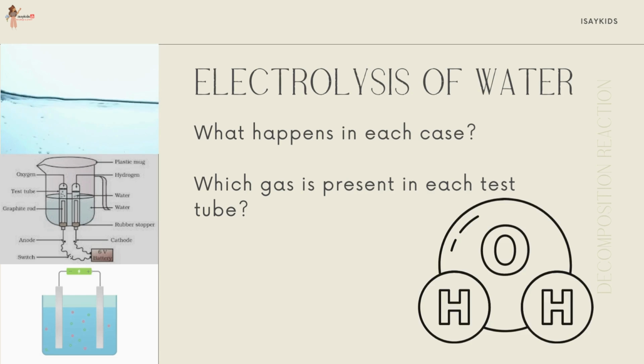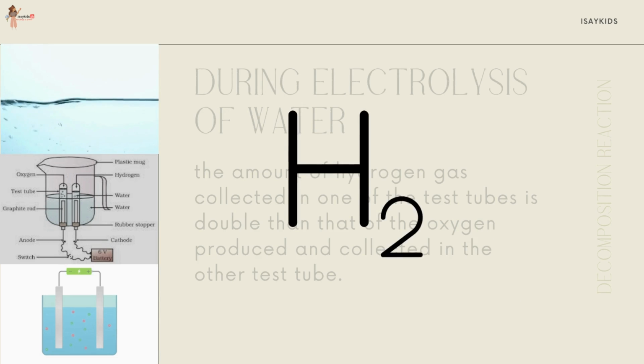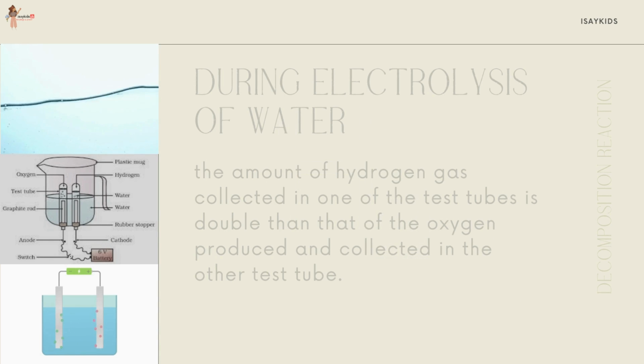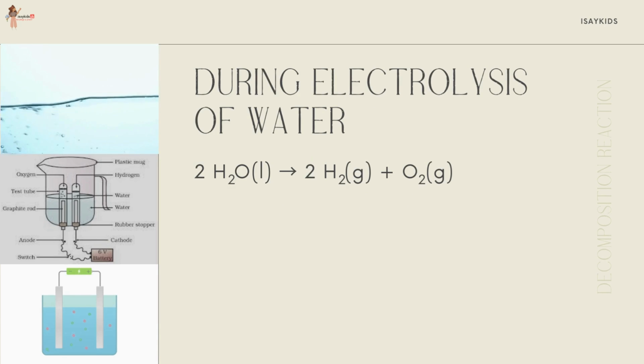Well, we know that water contains 2 parts of hydrogen and 1 part oxygen. Therefore, during the electrolysis of water, the amount of hydrogen gas collected in one of the test tubes is double that of the oxygen produced and collected in the other test tube. Hence, this is the equation for the decomposition reaction of water. 2H2O gives 2H2 plus O2.